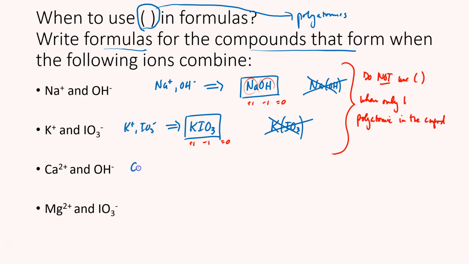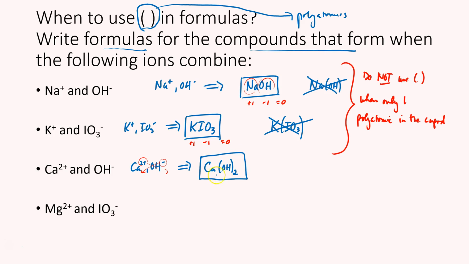So now we have calcium, which has a +2, and hydroxide, which has a -1. So if you play that trick I showed you where the superscript becomes the subscript, you would end up having 1 calcium and 2 hydroxides. And because there are 2 hydroxides, you need the parentheses.